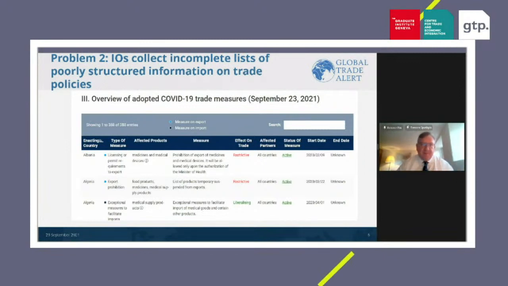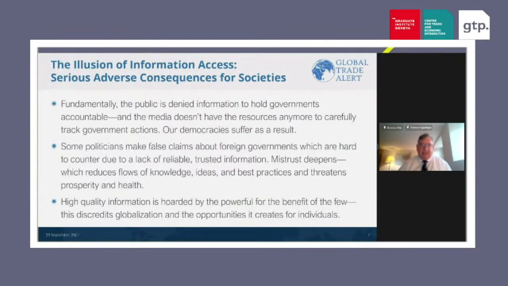So there are two fundamental problems which we have in trade policy information. Often, to the extent that it's published, it can be extremely complex and hard to understand. And secondly, often it's incomplete. Now, the consequence of this is that there is an illusion that sufficient information has been shared, whereas in fact the reality is that we actually know a lot less about trade policy than many people would like, especially if we rely on official sources.